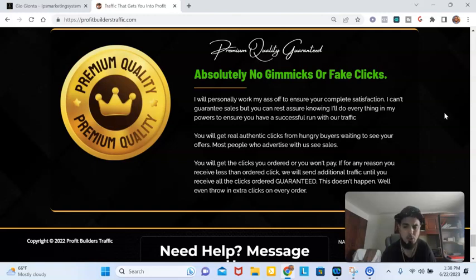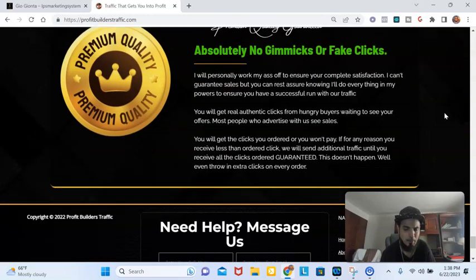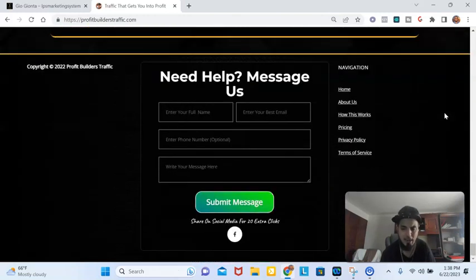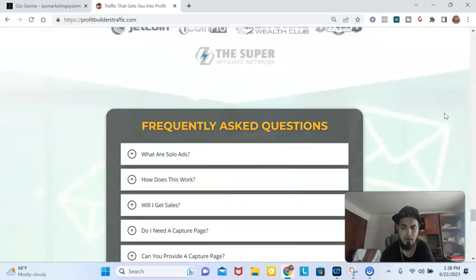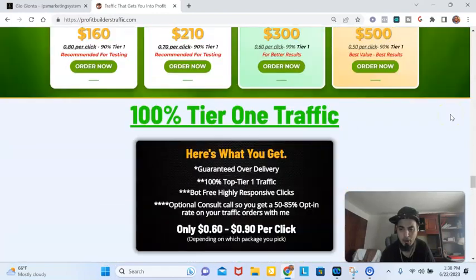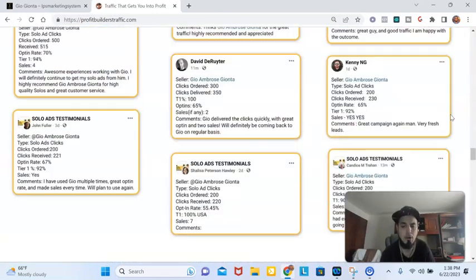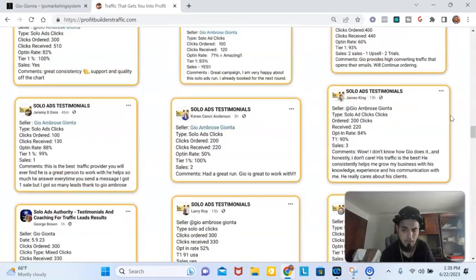So if you have any issues with your order, I cannot issue refunds because it's paid traffic. Just keep that in mind. I do not issue refunds, but what I can do is compensate you in traffic. So if you have any issues with your order, I will compensate you in traffic. I will help you out to the best of my ability. All you have to do is reach out and let me know that you're having issues. I will be happy to help you. You can do it down here, or you can find me on Facebook, Gio Ambrose Gianta, and connect with me personally on Facebook. I will respond to you if you have any questions.